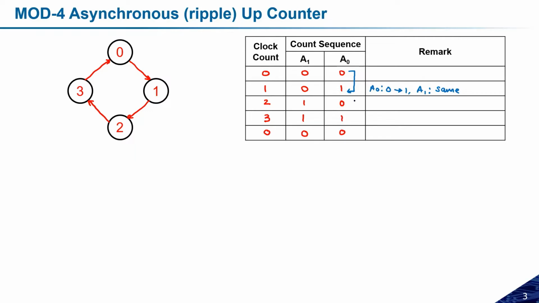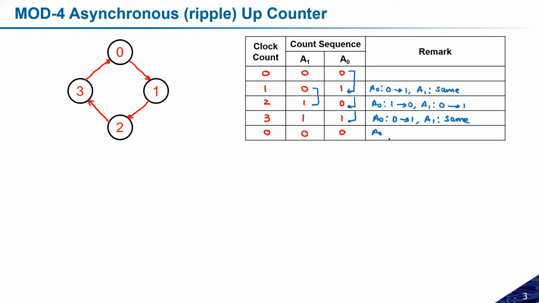If we talk about this one, in this sequence, A0 is changing from 1 to 0 and A1 is changing from 0 to 1. Now if we talk about this one, here A0 is changing from 0 to 1 and A1 is the same, it is not changing, and so on. So you can say all these things, what is happening.